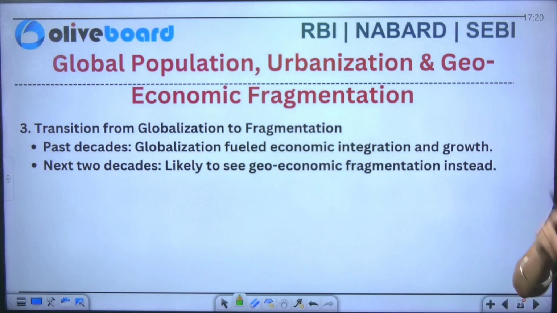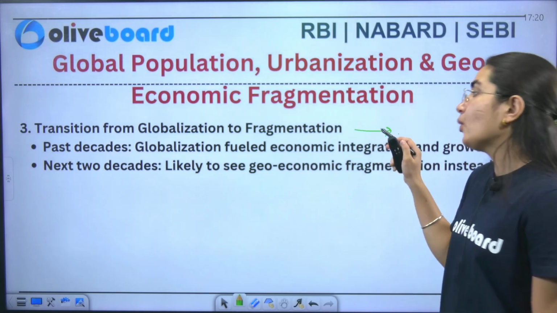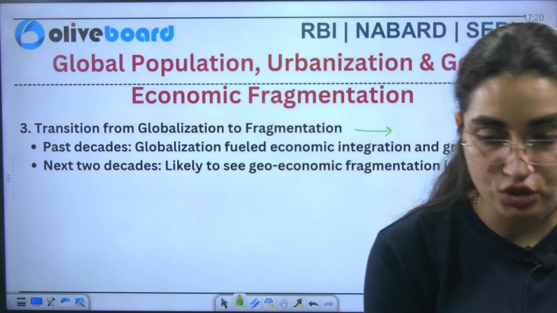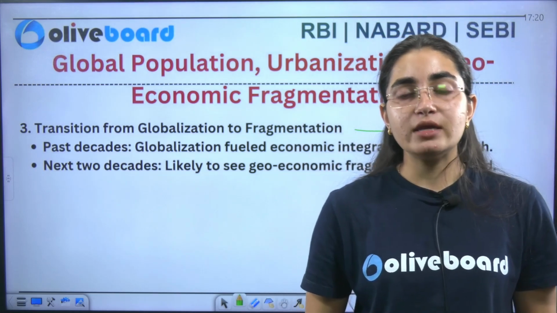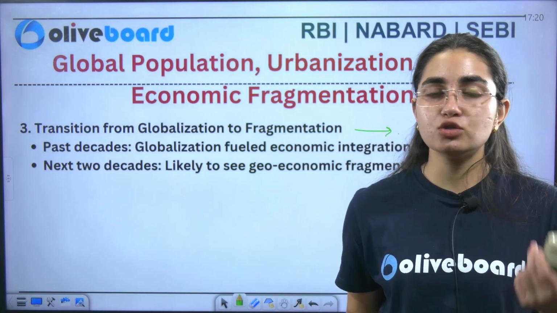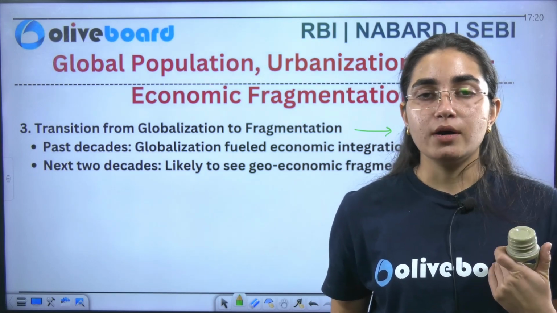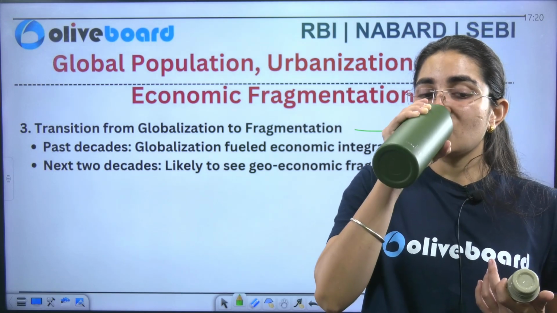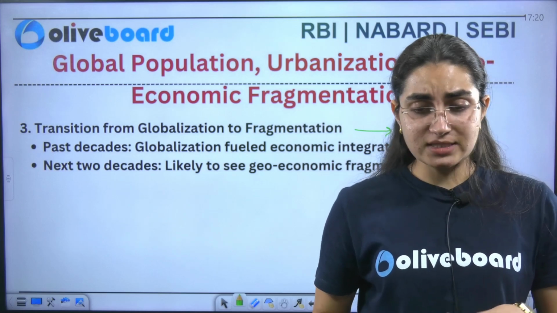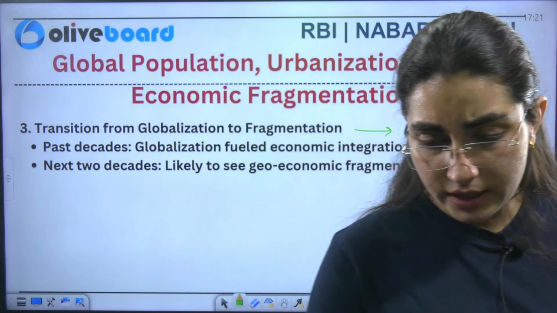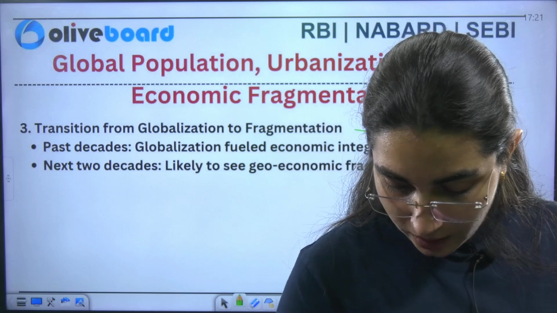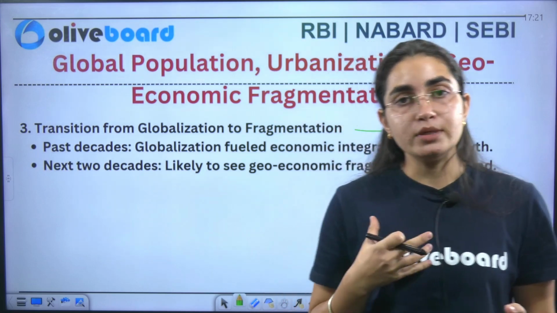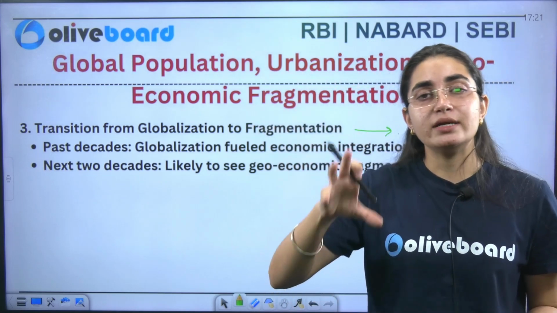Now, transitioning from globalization to fragmentation. Okay, how has it happened? In the prior time, we were just focused on the adoption of globalization. We were very sure that if we globalize, our economy will improve or bring development in the coming period of time. But now we are moving towards fragmentation, as the rest of the economies have become unstable, and we are more focused on the betterment of our own economy only. That is the reason you can see that there is a lot of fragmentation going on.